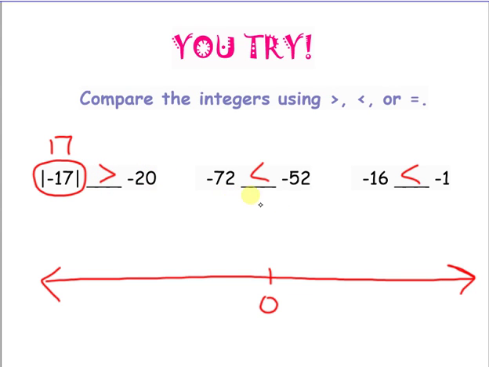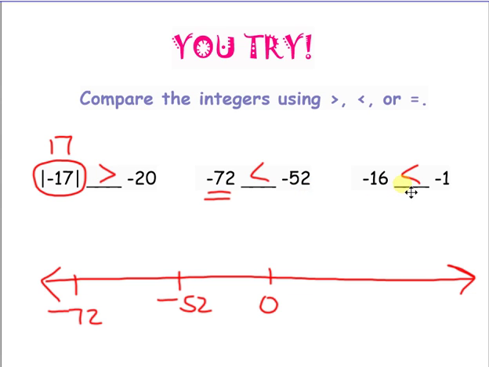Okay, now here I have two negative numbers, -72 and -52. So which one is smaller? You should have said that the -72 is smaller, because if I have a number line here, here's -52, and over here is -72. Okay, it would be worse if you lost $72 versus $52. So this says -72 is less than -52.